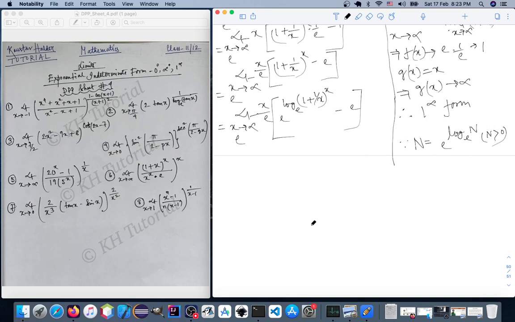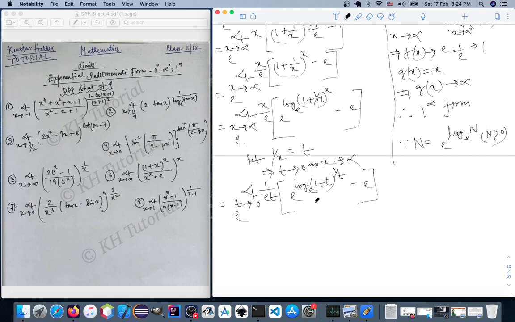Let's first convert the limiting variable from infinity to 0. It will be easier. So let 1 by x equal to t, which implies t tends to 0 as x tends to infinity. So this becomes limit t tends to 0, 1 by e t, e to the power log (1 plus t) whole to the power 1 by t minus e.